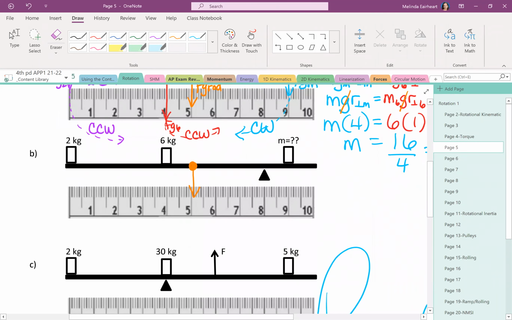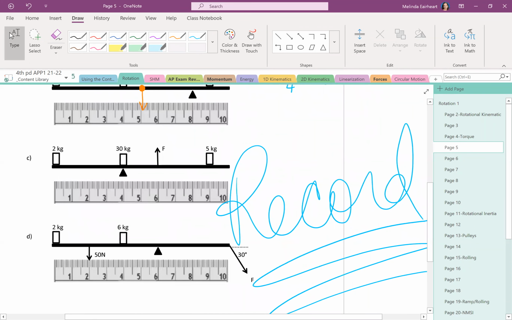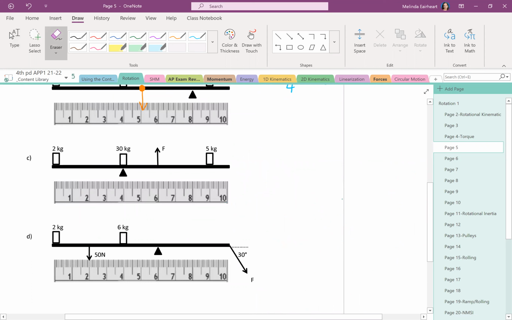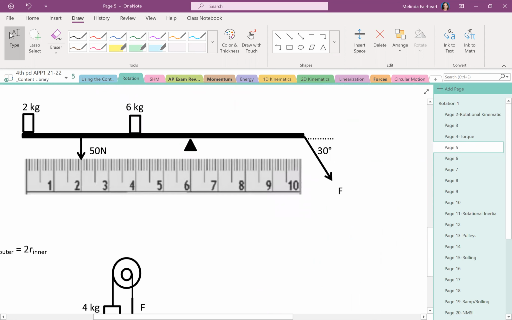And so I told you B and C. I want you all to try those. And so we're going to take a look at D. It's got some change to it. And so we'll do D and then move on from the meter stick.